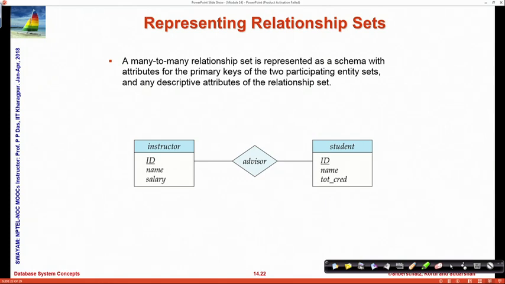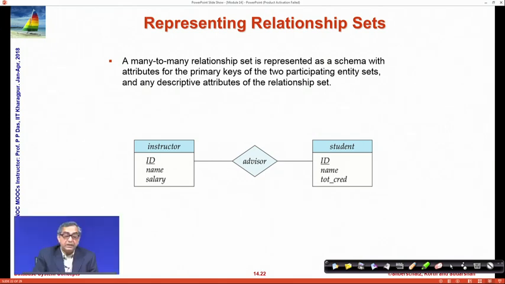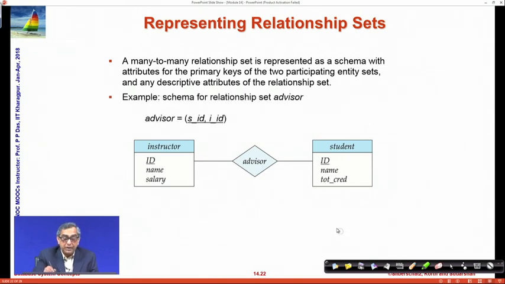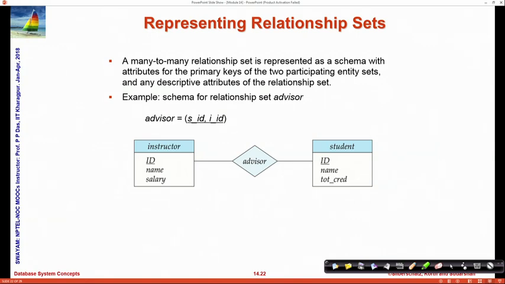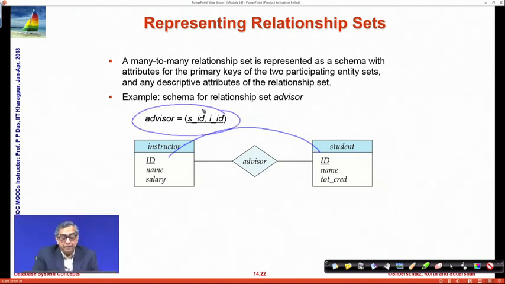Next comes the representation of relationships. So, we are showing a relationship advisor, which relates instructors to students. Naturally every instructor is identified by ID, every student is identified by ID. Since both of the attributes have the same name ID, we are calling them S underscore ID for the student and I underscore ID for the instructor. So, the advisor relation is basically a pairing of these two IDs, which gives rise to a relationship schema which looks like this.